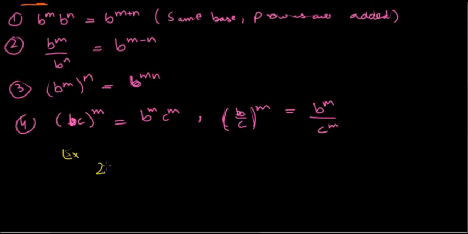Okay, as a quick example, let's say we have 2 raised to 2 times 2 raised to 3. So applying the first rule, we'll have 2 raised to 2 plus 3, and this would be 2 raised to 5, which is 32.